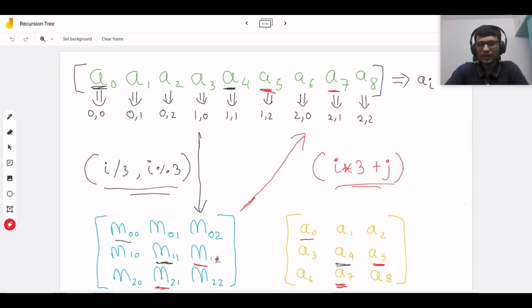Now let us also take m of 1 comma 2 and see where it is mapped. We'll place i equals 1 here and j equals 2 here. So we'll get 1 into 3, which is 3, plus 2, which is 5. So m of 1 comma 2 is mapped with a of 5. I hope you are getting this. The point here is that we are able to map the values inside this 3x3 matrix with the corresponding value in the flattened array, so that we can take the difference appropriately.